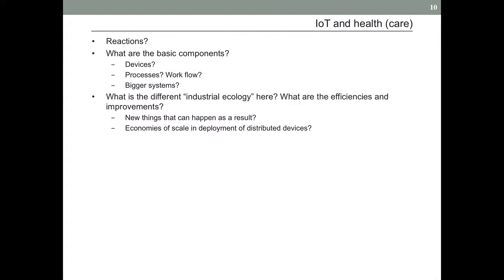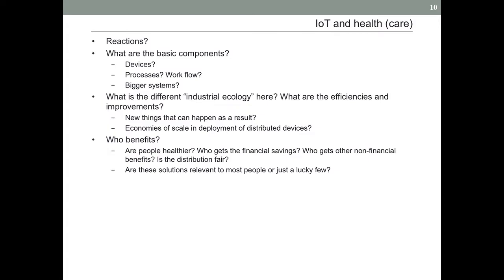What are the new things that can happen as a result of these technologies? But also, what are the economies of scale and deployment of distributed devices? What do you get out of having all of that information? How does it change the system as a whole?